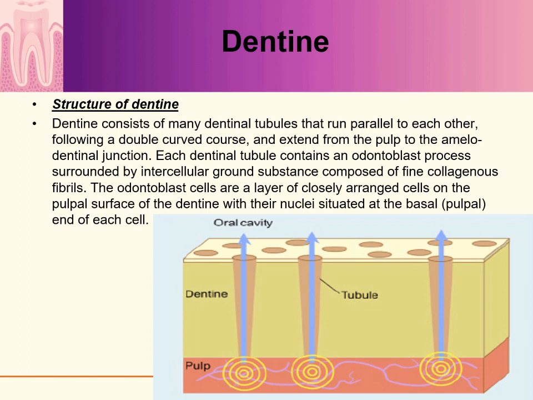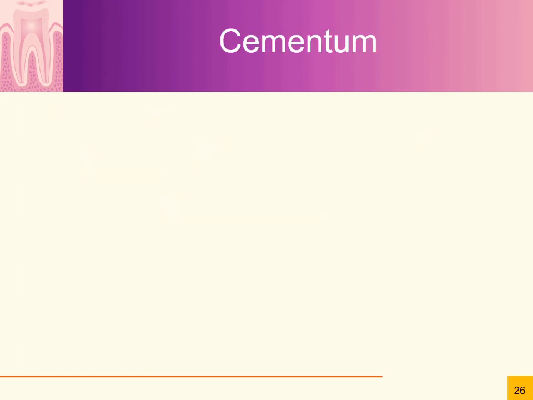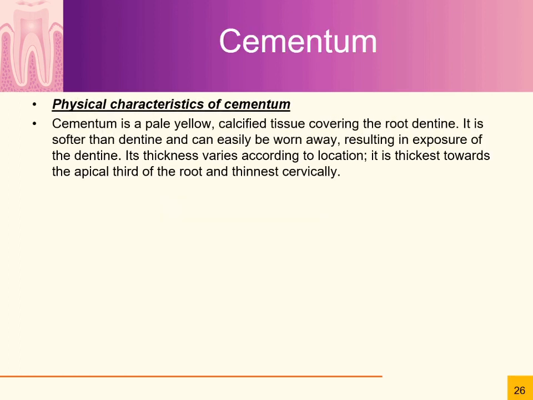Dentine. Structure of dentine. Dentine consists of many dentinal tubules that run parallel to each other, following a double curved course, and extend from the pulp to the amelodentinal junction. Each dentinal tubule contains an odontoblast process surrounded by intercellular ground substance composed of fine collagenous fibrils. The odontoblast cells are a layer of closely arranged cells on the pulpal surface of the dentine, with their nuclei situated at the basal pulpal end of each cell.